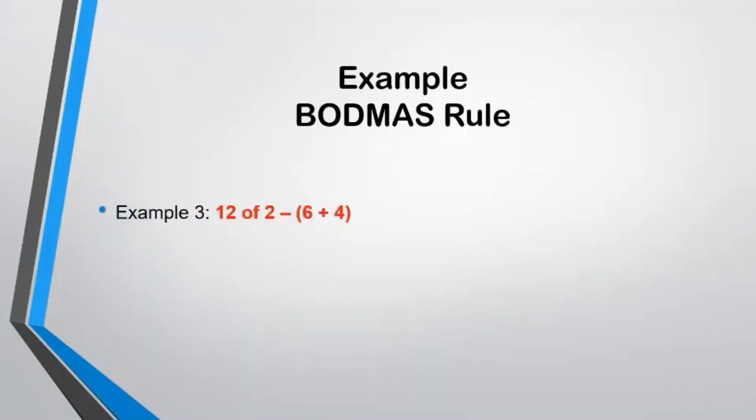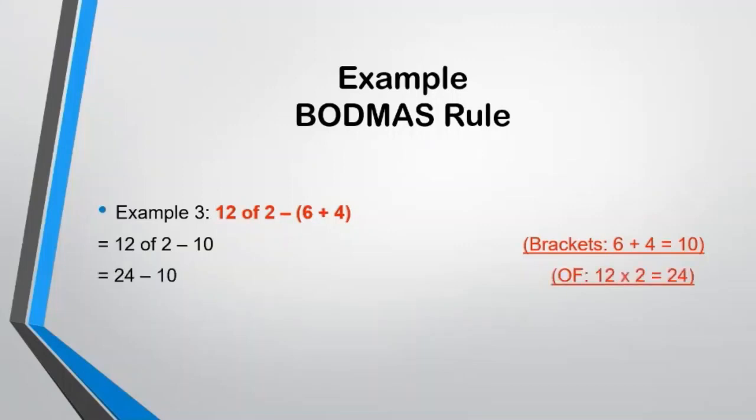12 of 2 minus, in brackets, 6 plus 4. First, we will do the brackets, as it stands for B and it is first in the rule. So that simplifies the expression into 12 of 2 minus 10. Then we will do OF, which stands for O and is second in the operation. So that will simplify the mathematical expression to 24 minus 10.